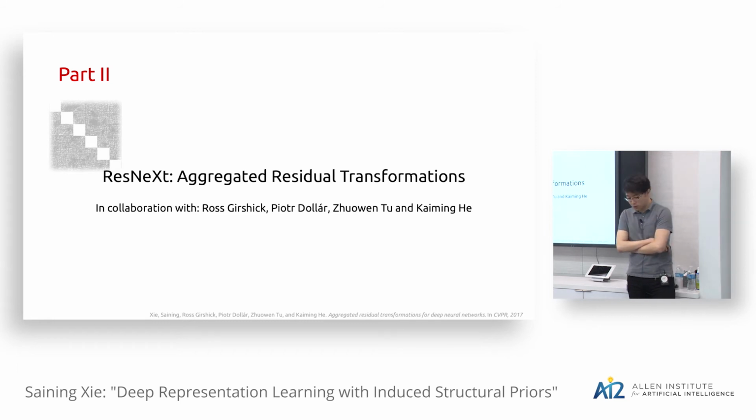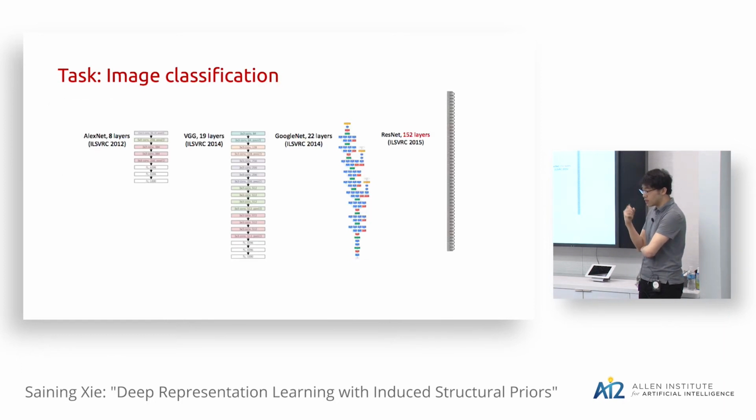In the second part, I'm going to talk about my work with Facebook AI Research, called ResNeXt, aggregated residual transformations. The task we are working on here is image classification, but nowadays working on image classification does not really mean we care only about the classification task. The most important thing we want from these networks is to build backbone feature extractors that generalize well to all kinds of other applications.